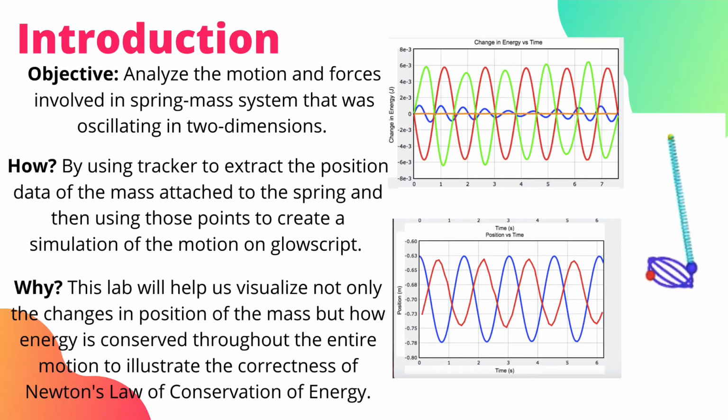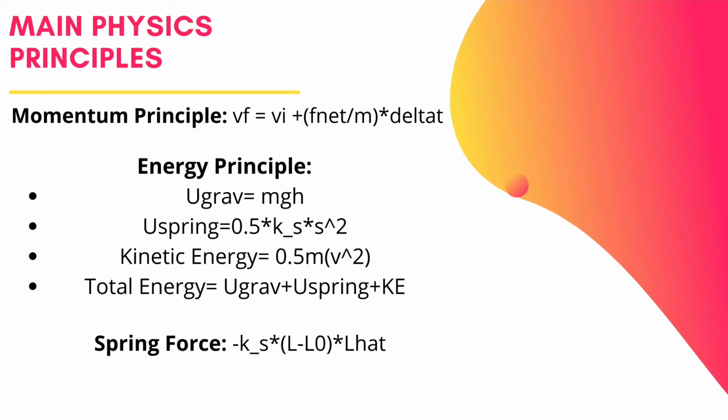Why is this lab significant? Well, it will help us visualize how energy is conserved throughout the entire motion and better illustrate the correctness of Newton's law of conservation of energy. The main physics principles used in this lab were, number 1, the momentum principle. Then we used the energy principle, which is that the total energy is equal to the gravitational potential energy plus the spring potential energy plus the change in kinetic energy.